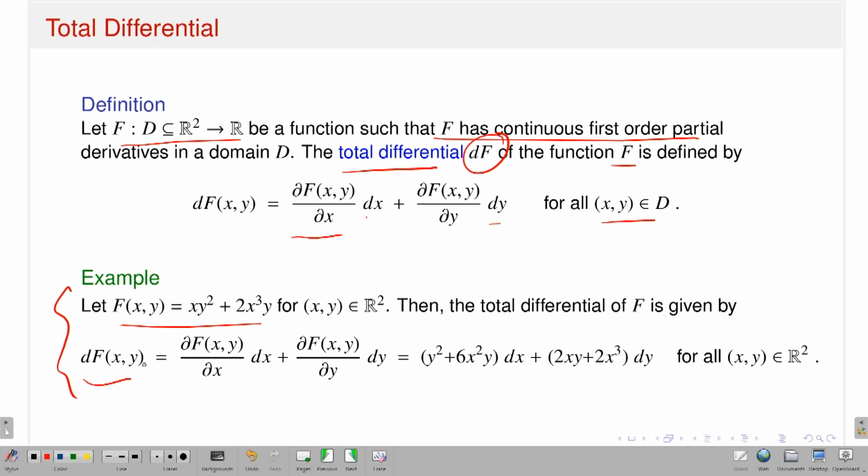Then what will be the total differential? You just calculate the partial derivative of capital F with respect to x variable, and the partial derivative of capital F with respect to y variable, and it will be easy. Keeping y fixed, think about a function of a single variable x, and perform the derivative. Similarly, keeping x fixed, think about it as a function of y variable, perform the derivative, and this is the corresponding total differential.